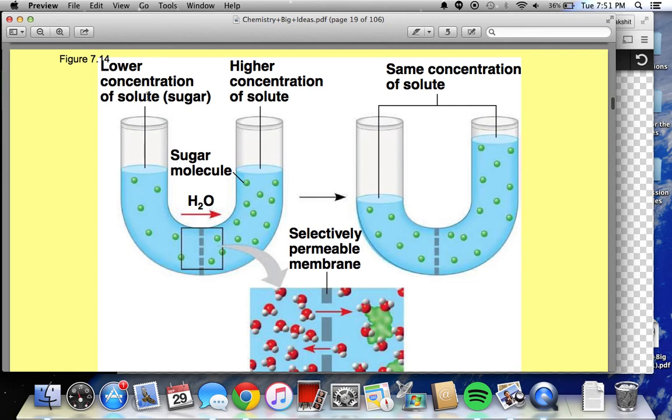You can see in the video, the lower concentration of water goes to the higher concentration of water to balance out the concentrations. So even though I said it goes from high to low, the water goes from low to high because there's a higher concentration of water here than here. So the water goes from high to low, but the solute goes from low to high. And that's important, just don't get it mixed up. The water goes from low concentration of solute to high concentration of solute to balance out the concentrations.